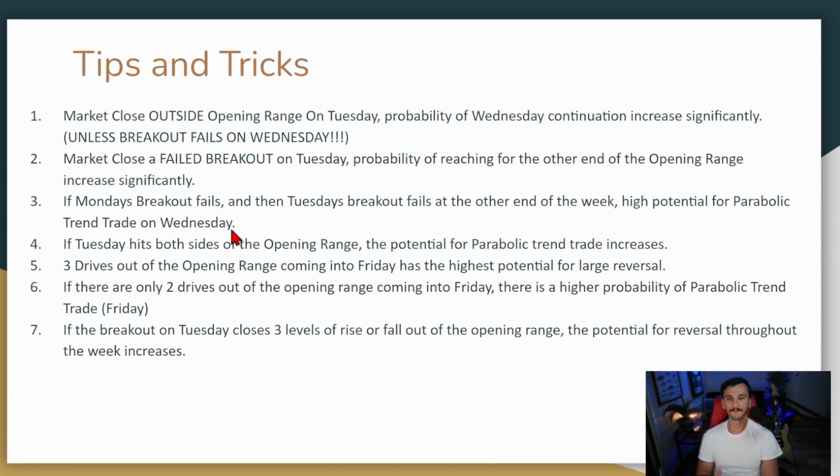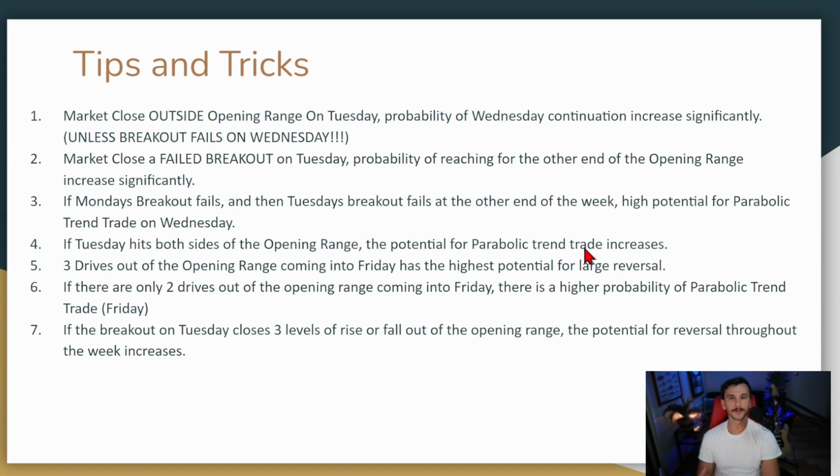Number three, if Monday's breakout fails and then Tuesday's breakout fails at the other end of the week, high potential for a parabolic trend trade on Wednesday. What this is saying is that if there is a peak formation on Monday, and then you have a peak formation form on Tuesday at the other end of the range, the probability of a parabolic trend trade on Wednesday goes up significantly. Number four, if Tuesday hits both sides of the opening range, the potential for a parabolic trend trade increases.